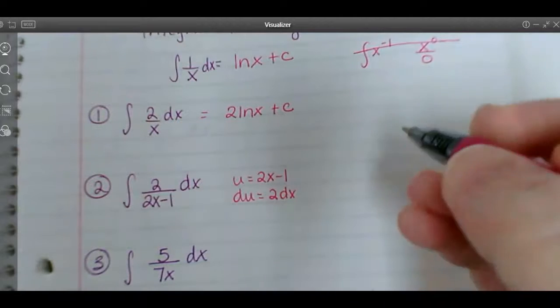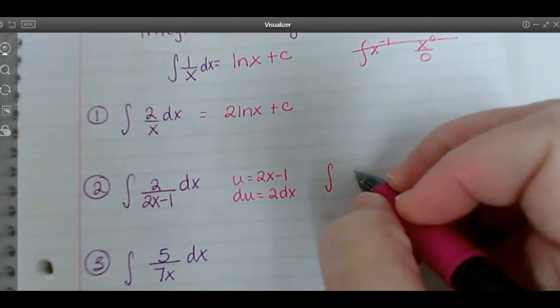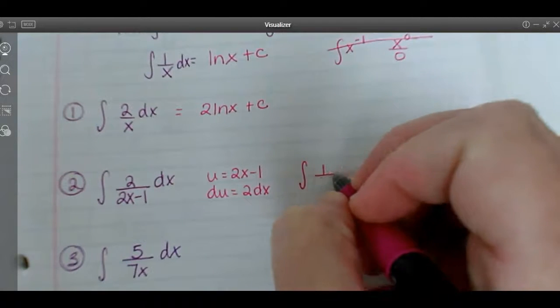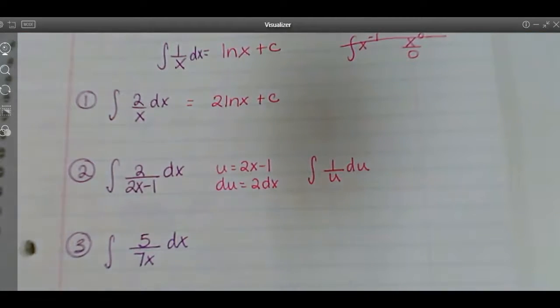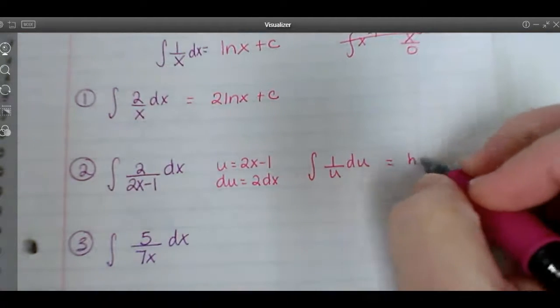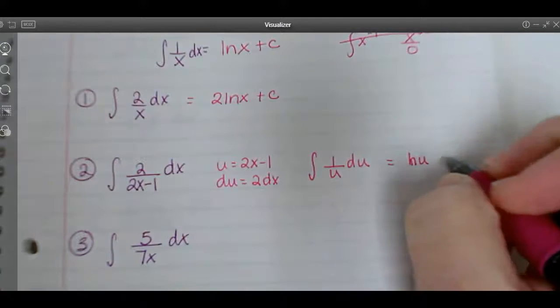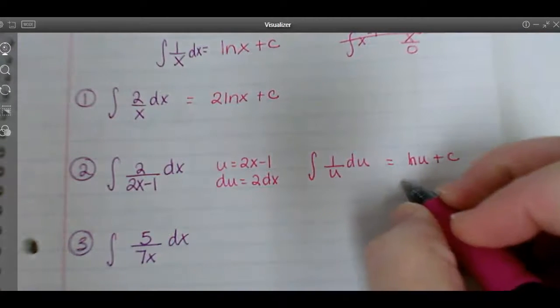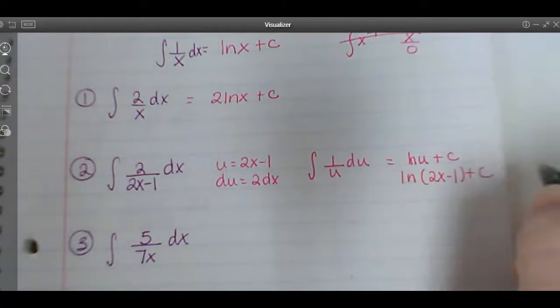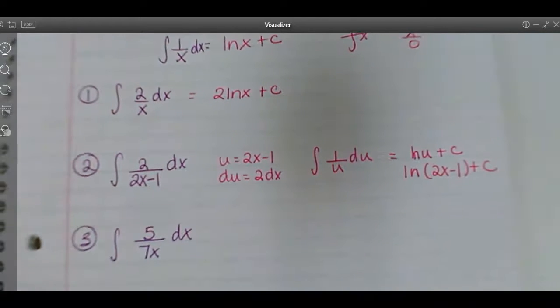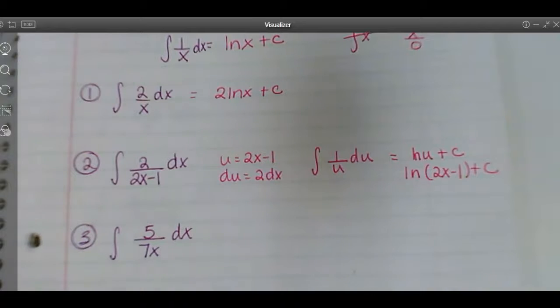We know we have our dx there, so this means that we've got the integral of 1 over u du. Well, we know the antiderivative of 1 over u is natural log of u. Go back and substitute what u was, and u was 2x minus 1. So our answer was natural log of 2x minus 1 plus c. And this happens whenever you end up with u being on the bottom by itself with nothing else there.